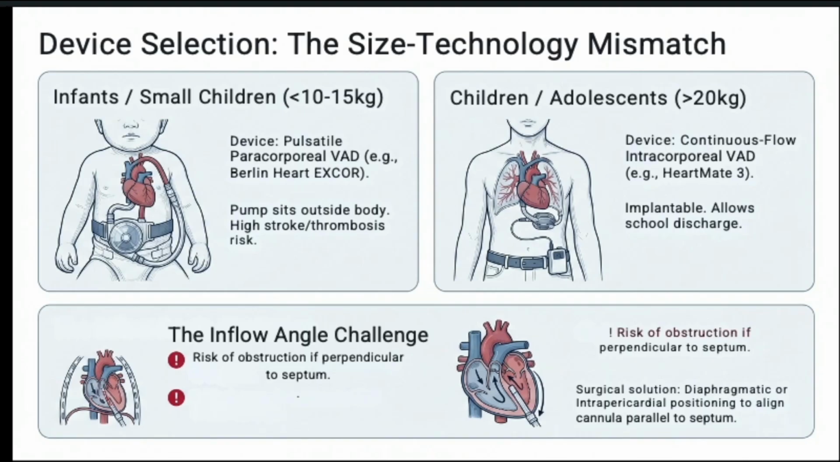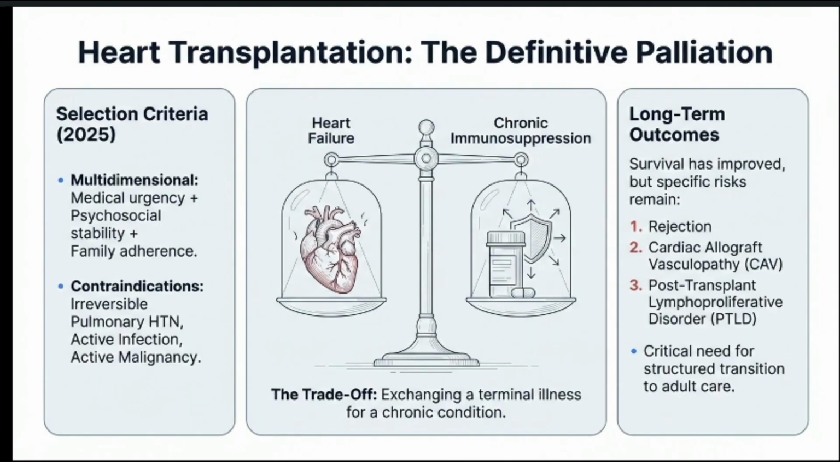Some of the devices that are used are the paracorporeal ventricular assist devices like the Berlin Heart EXCOR, where the pump sits outside the body and does the job of the ventricles, but it has a high complication rate like stroke and thrombosis. Then we have the intracorporeal ventricular assist devices like HeartMate 3, which are implanted inside the body, and the child can carry a battery in his rucksack which helps run the device.